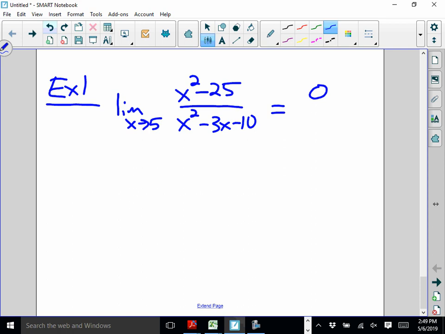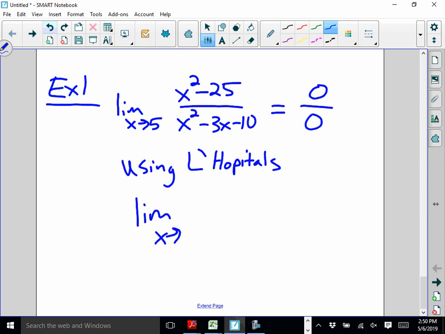So then we say, using L'Hopital's, I'm going to solve this by doing the limit as x goes to 5 of the derivative of the top. The derivative of x squared minus 25 is 2x. And the derivative of the bottom, which is 2x minus 3. Now I can plug in and I get 10 over 10 minus 3, which is 7. So I get 10 sevenths. Okay.